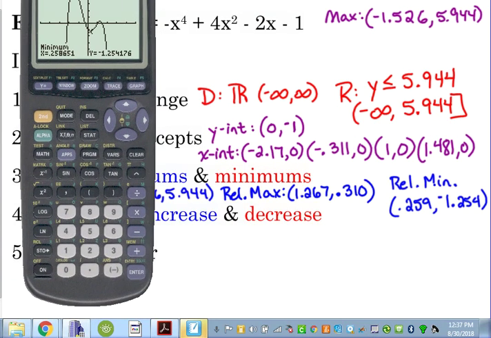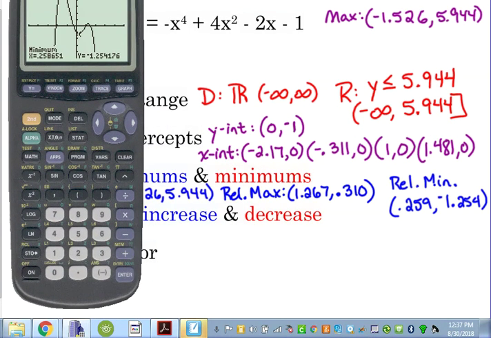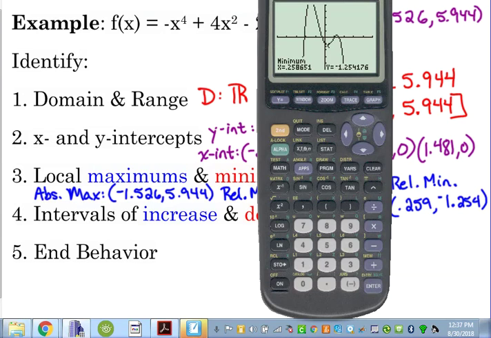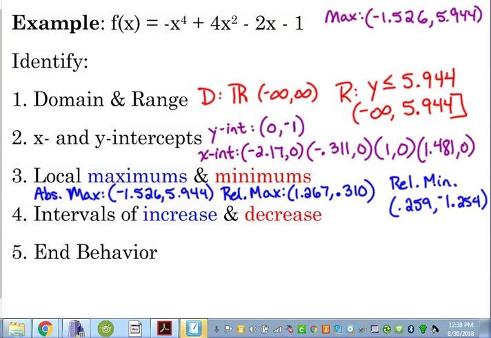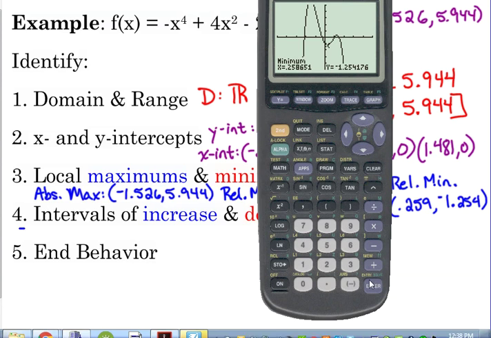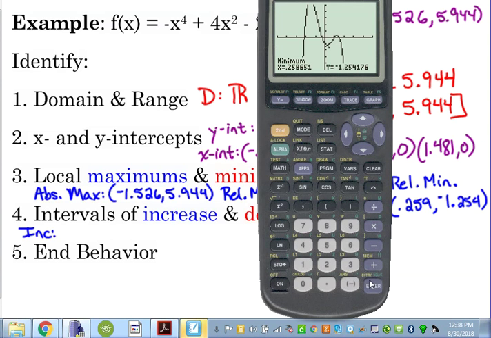But here's an advantage to you drawing it on your paper. You can put your little lines in there to help you out. But we start by increasing. So we are increasing from negative infinity until we get to our absolute maximum, negative 1.526. Remember, use those x coordinates.